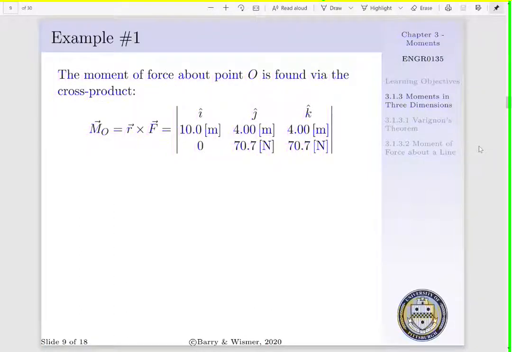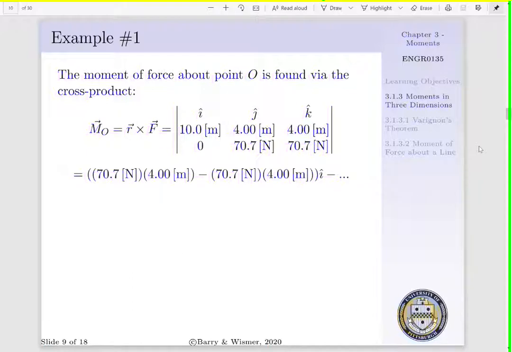The moment of force about point O is simply found via our cross product. That is, our moment about O is going to be equal to r cross F, which we're going to take as the determinant of a 3 by 3. Our first row is our unit vectors, i hat, j hat, k hat. Our second row is our position vector, going from O to A, of 10.0 meters, 4.00 meters, and 4.00 meters. F we determined by multiplying our force through our unit vector, describing F, which is 0, 70.7 newtons, and 70.7 newtons.